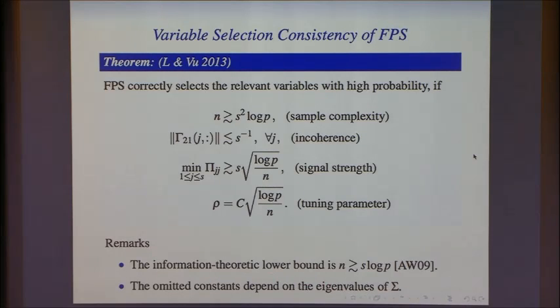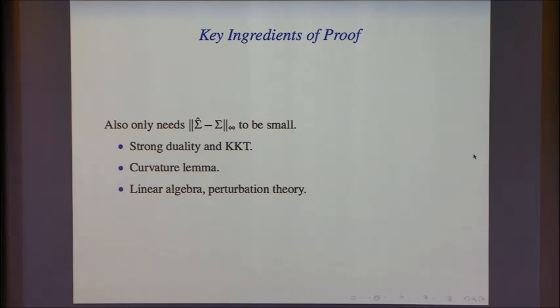And I just hide all the constants, or all the eigenvalues, into the constants. Right, so the key ingredients of this proof also, the important part is we only need the infinity norm of the error. That means the entry-wise infinity norm of the error matrix to be small, and it used strong duality and KKT condition, curvature lemma again, and standard linear algebra and perturbation theory. Right, so it's a little bit more involved and we don't have enough time to go through it.